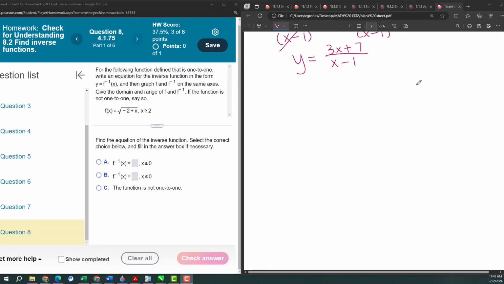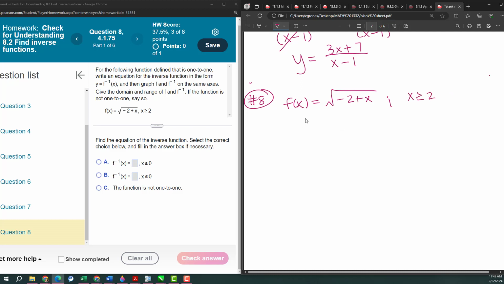All right, so number 8 is the last one we're going to look at on 8.2. There is going to be a question like this on your test. It says, for the following function defined that is 1-to-1, write an equation for the inverse. So it tells us that it's 1-to-1 and they give us a function, f of x equals the square root of negative 2 plus x, and then it tells us that x is greater than or equal to 2.